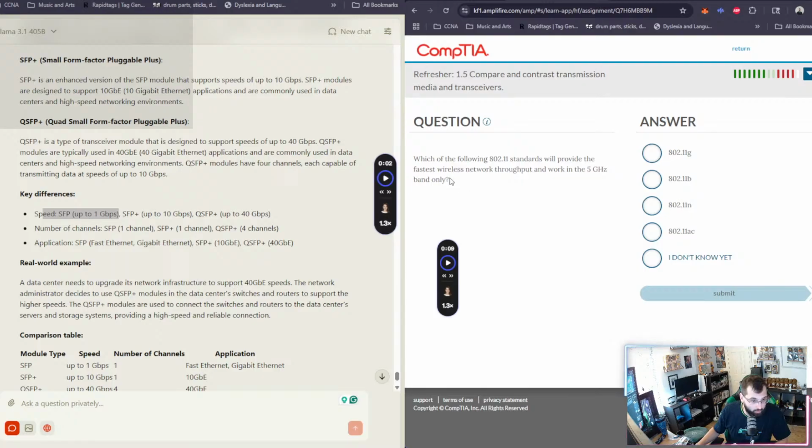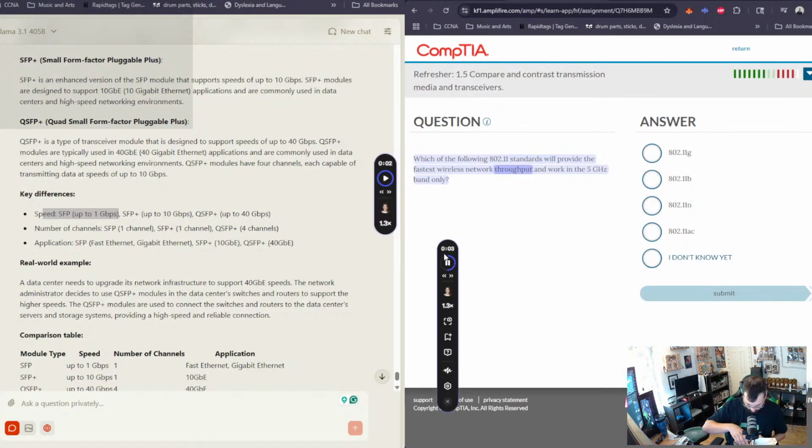All right, here we go. Which of the following 802.11 standards will provide the fastest wireless network throughput and work in the 5 GHz band only?